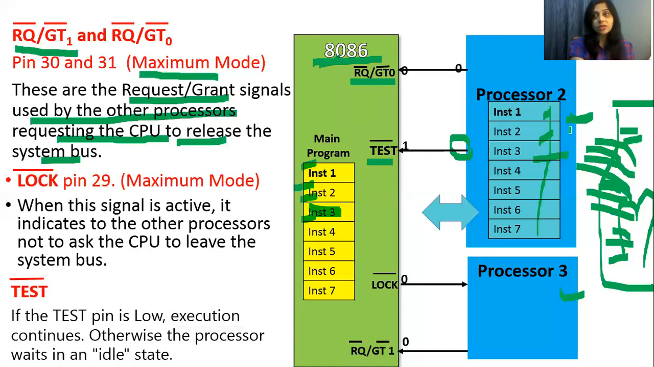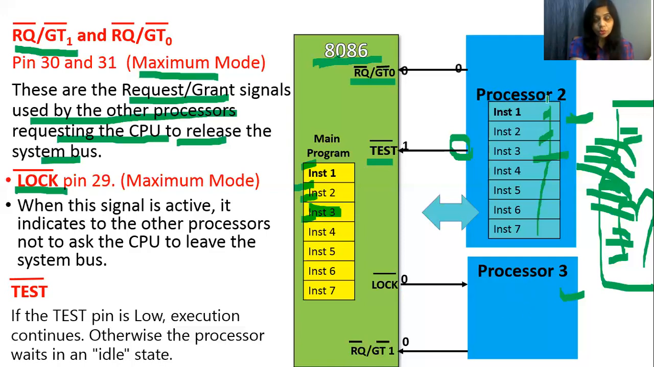As soon as processor 2 completes the execution of this program, it will transfer logic 0 on this pin, and then the 8086 will receive control of the buses and start execution of its program. There is another pin, the LOCK bar pin. This is also active low. Now suppose this is processor 3, which is connected.